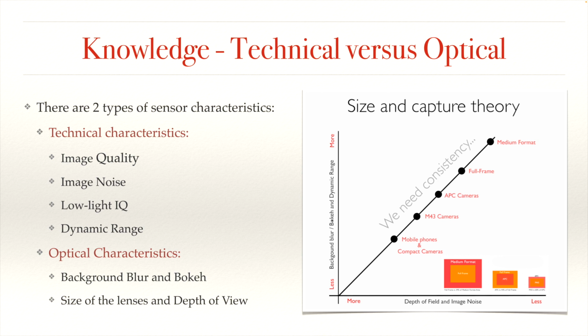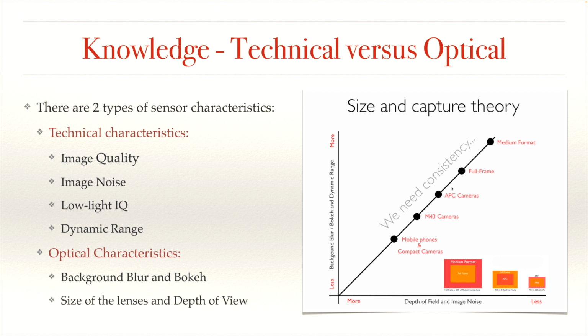On the vertical axis, you see less and more here. For dynamic range, for example, you should expect more dynamic range in a medium format and very little dynamic range for mobile phone cameras. Background blur is the same. You will have difficulty creating background blur here, where it should be very easy up there. Is this a consistent theory?